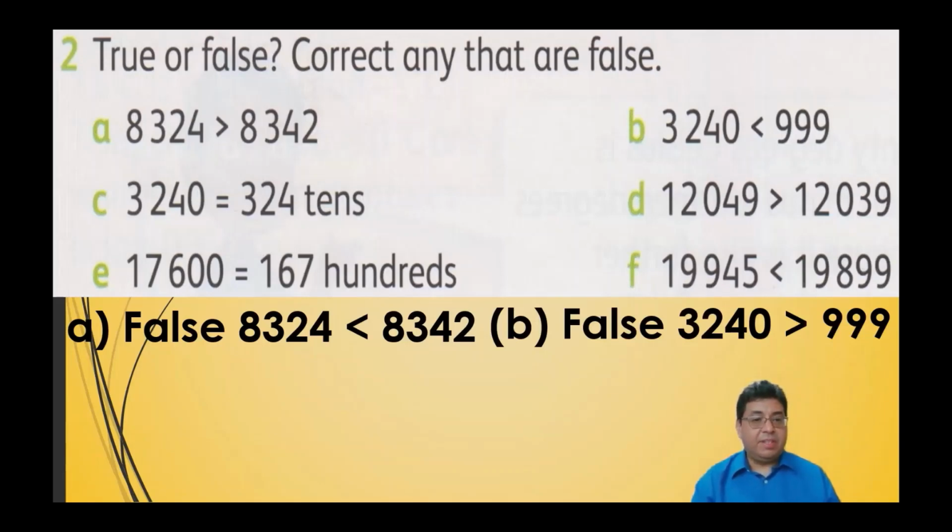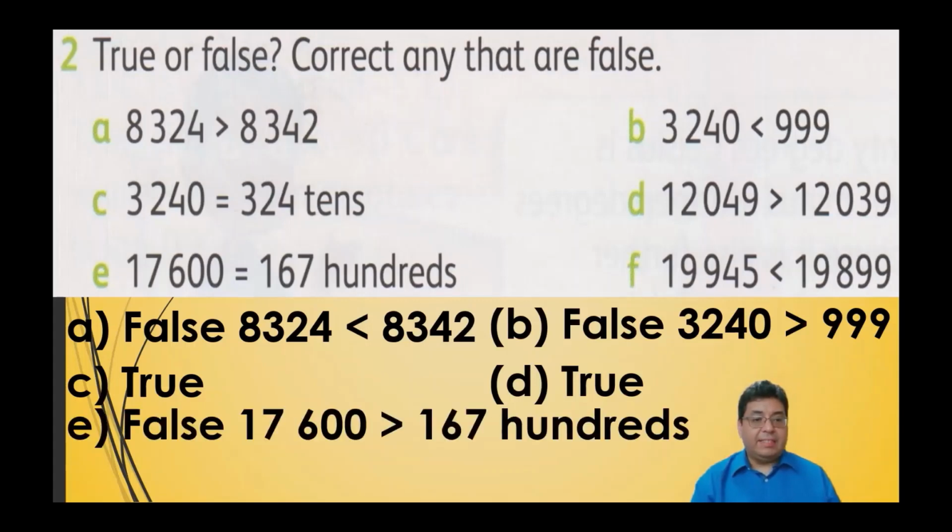For letter C, we know that that's true, that 3,240 is equal to 324 tens. For letter D, we also know that that's true, that 12,049 is greater than 12,039. For letter E, we know that 17,600 is not equal to 16,700, so it's false. 17,600 is greater than 167 hundredths.